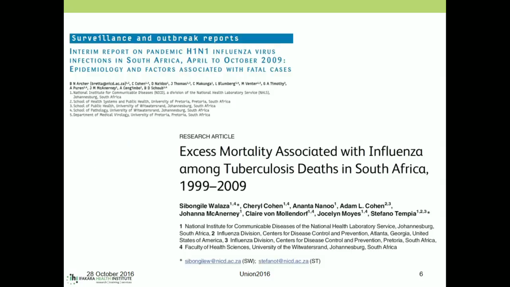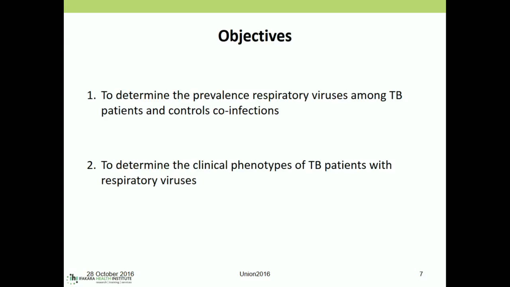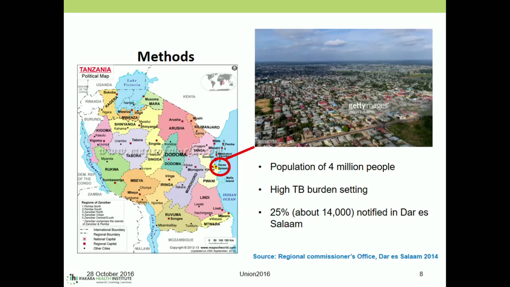But in humans, it's mostly demonstrable in mortality, and I'm just showing you two reports from South Africa that there was excess mortality among individuals who had influenza at the same time they had TB. So in our project, our objective was to look at the prevalence of respiratory viruses among TB patients and controls, but also to look at the clinical phenotypes of TB patients who also have respiratory viruses.